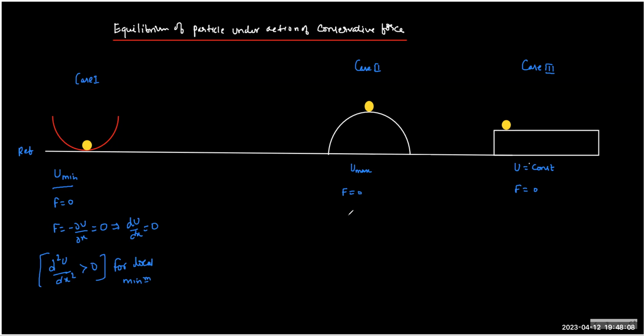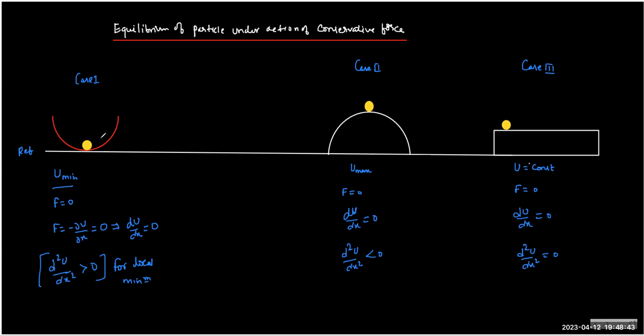Here, the U is maximum, which means dU by dx is certainly 0 because force is 0, but the second derivative is negative. In the third case, the first derivative is 0 because U is constant here, and the second is also 0, no matter what we do. So now let's try to displace a bit and understand the motion.